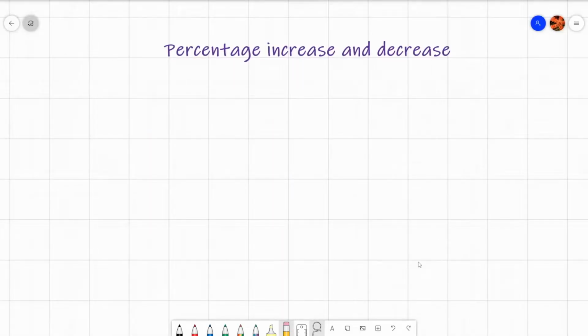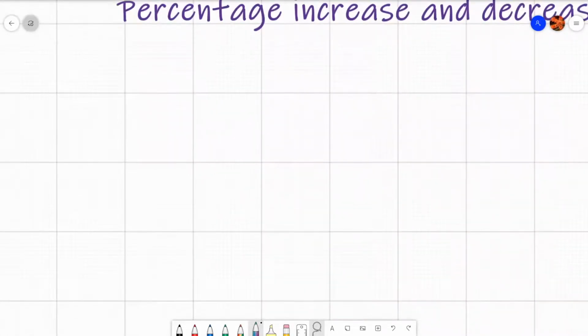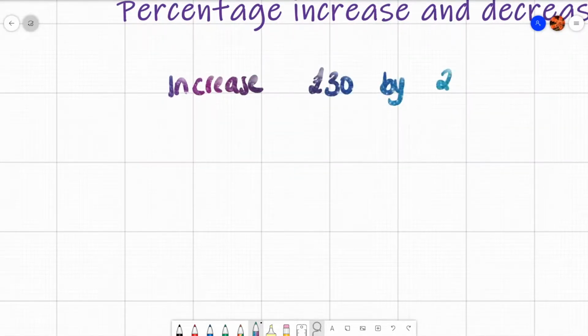Percentage increase and decrease. In today's lesson, we will be looking at how to increase and decrease by percentages. Let's have a look at some examples first. We'll start them off quite simple and easy. The aim of this lesson is to use multipliers to increase and decrease.